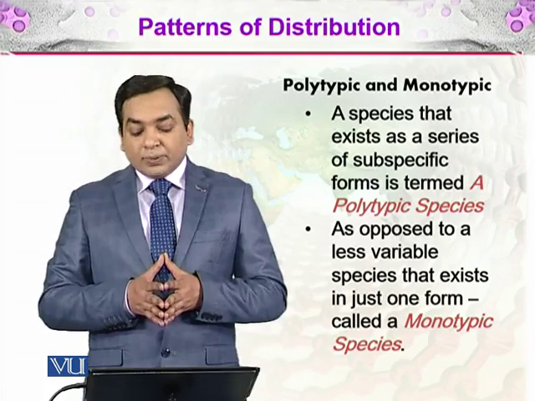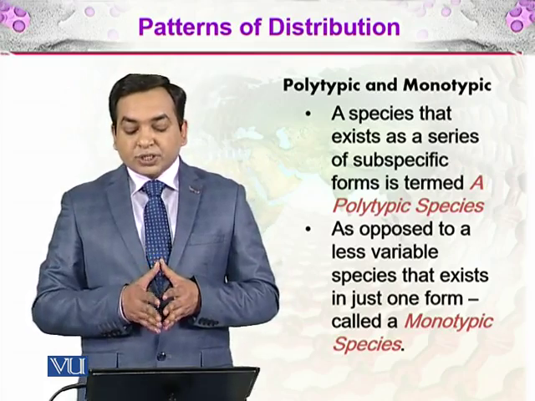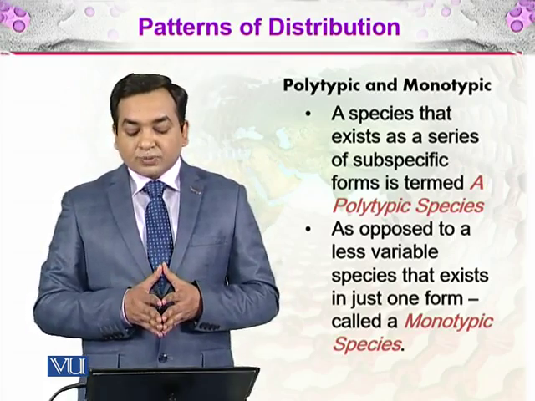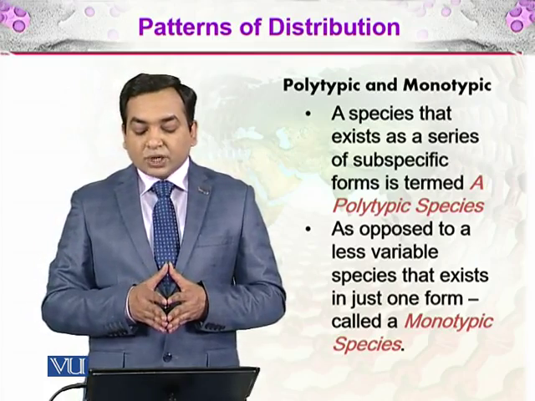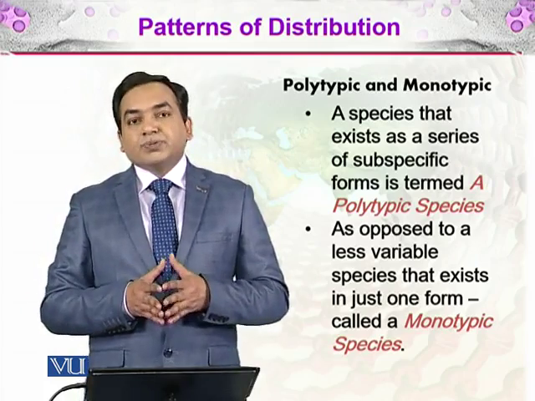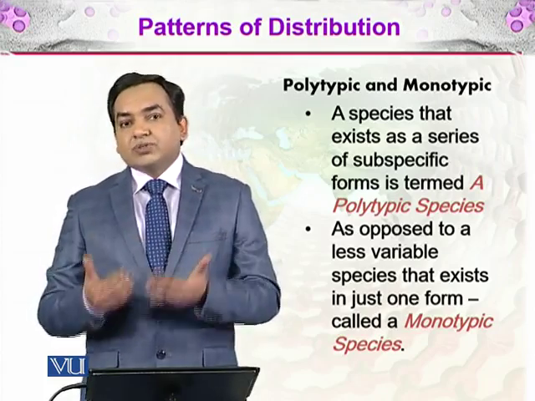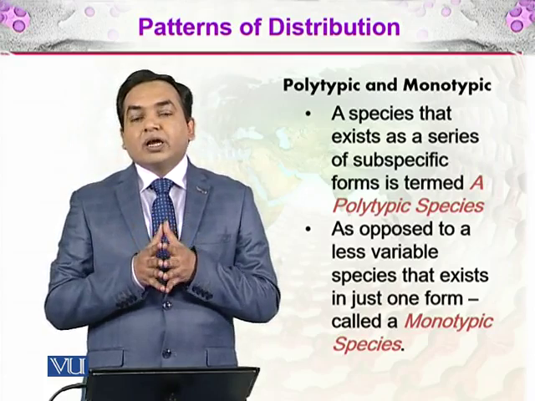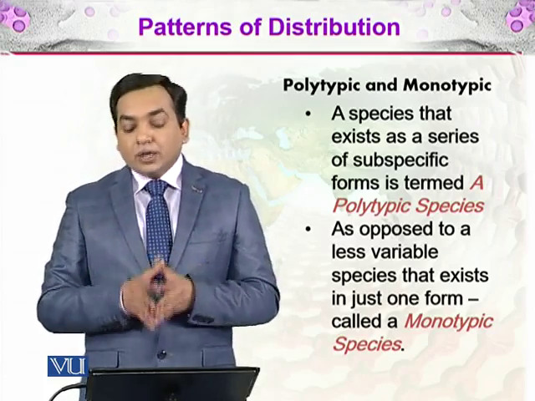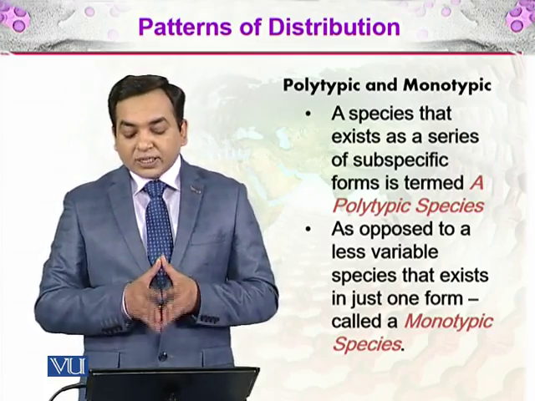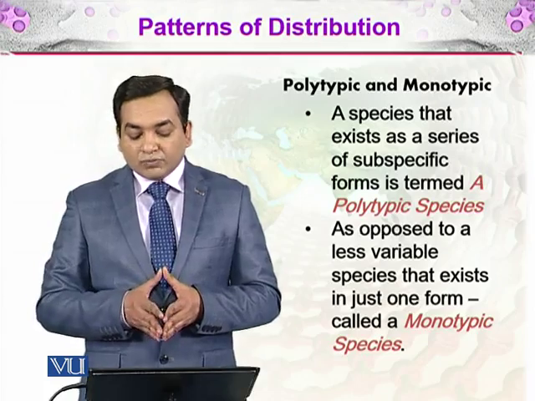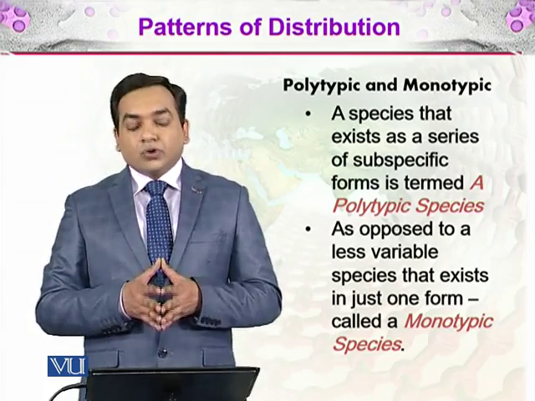There are polytypic species and monotypic species. A species that exists as a series of subspecific forms is termed a polytypic species. Poly means many, and typic comes from type, so it contains many types. As opposed to this, the less variable species that exist in just one form are called monotypic species.